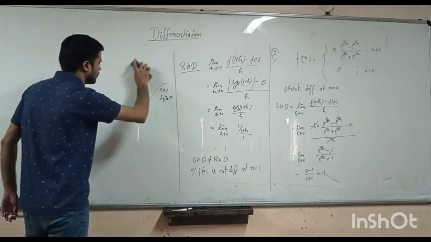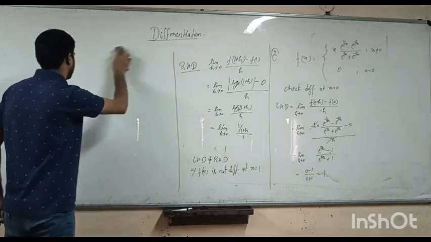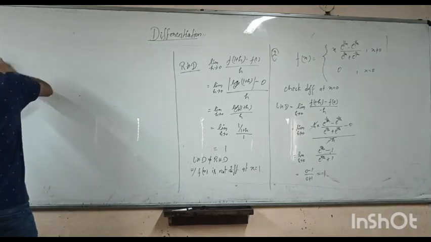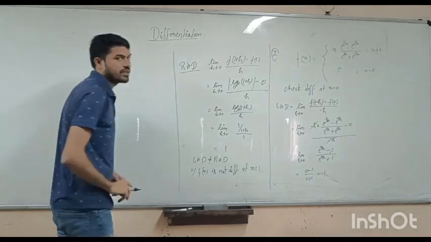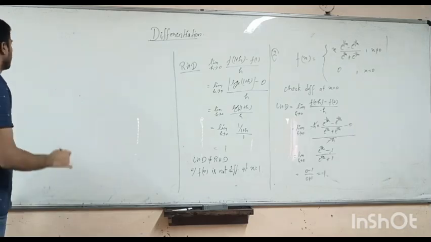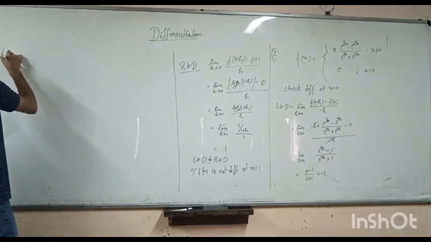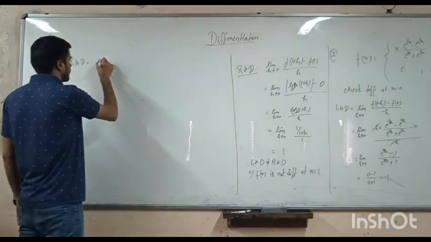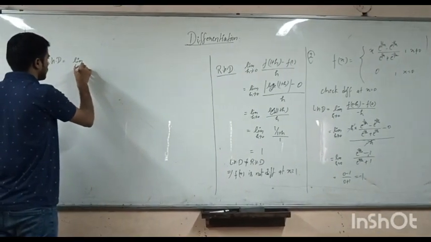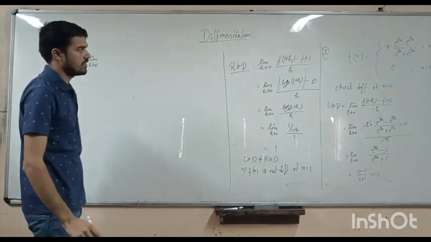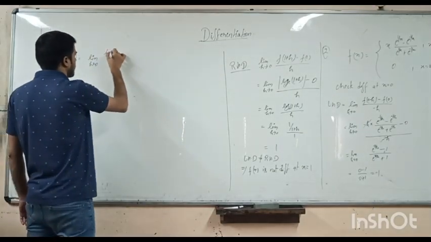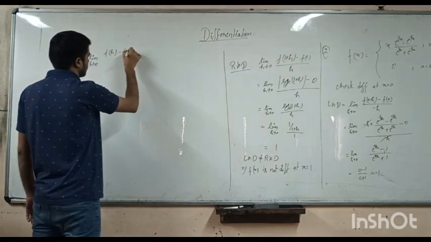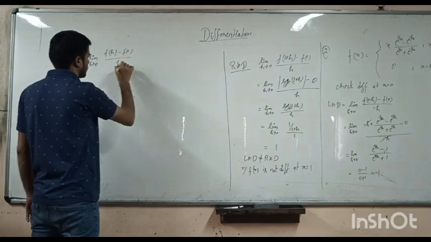That is all the process we have to do in questions where we have to check the differentiability. Okay, so here we will find the right hand derivative. Right hand derivative, limit h tends to 0, because we are checking at x equal to 0. So it is f of h minus f of 0 divided by h.